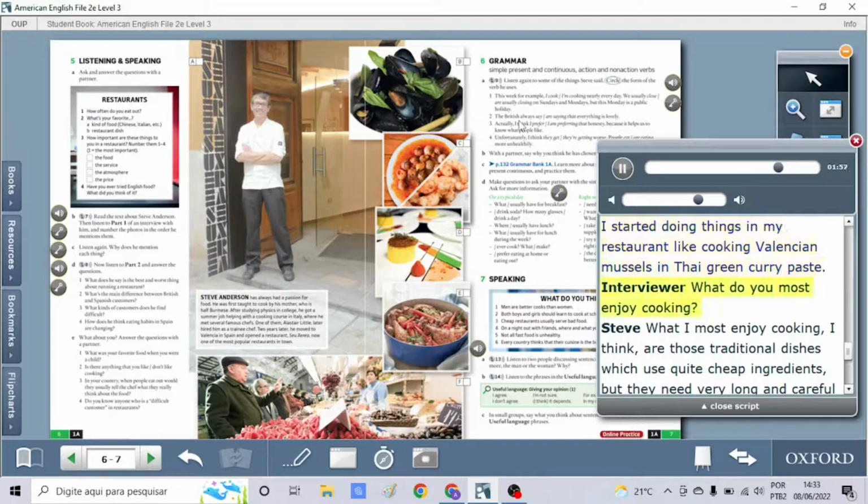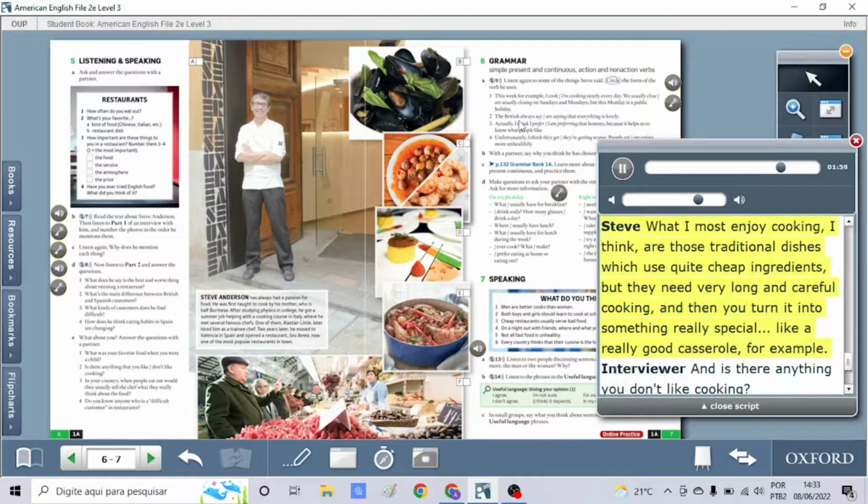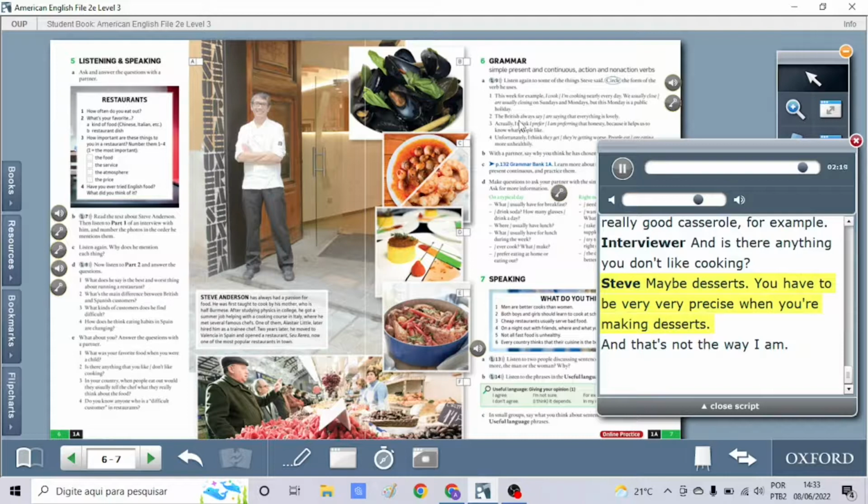What do you most enjoy cooking? What I most enjoy cooking, I think, are those traditional dishes which use quite cheap ingredients, but they need very long and careful cooking, and then you turn it into something really special, like a really good casserole, for example. And is there anything you don't like cooking? Maybe desserts. You have to be very, very precise when you're making desserts, and that's not the way I am.